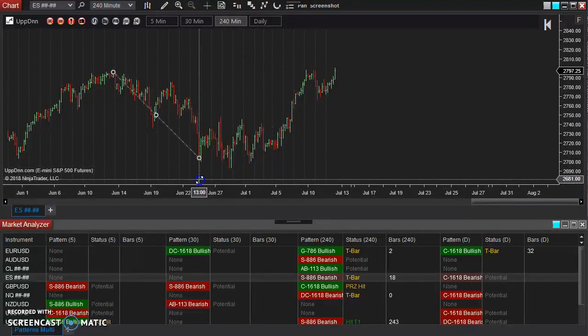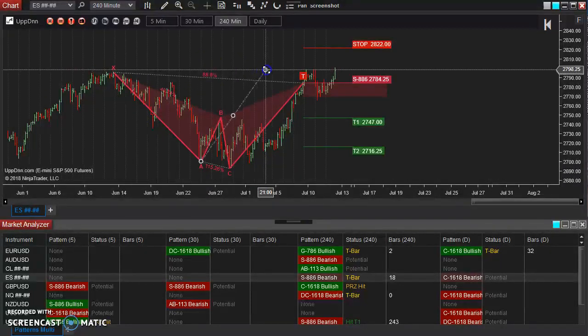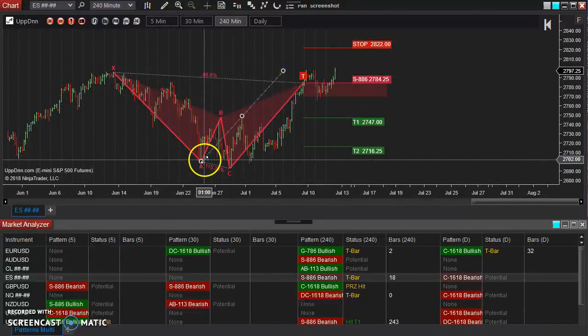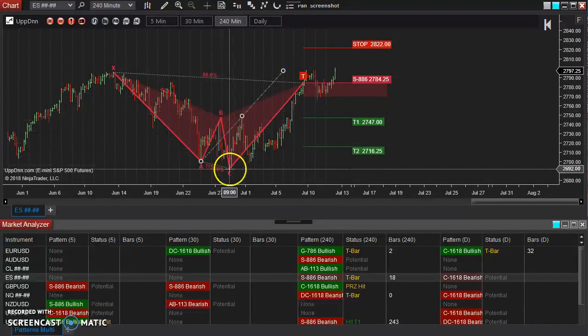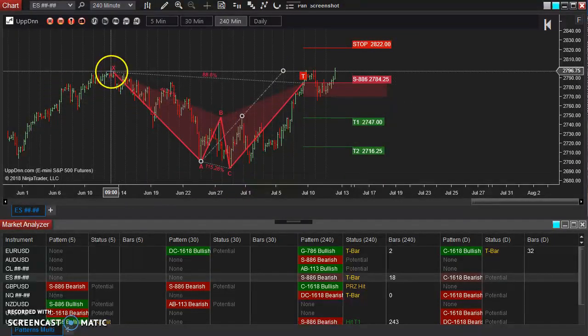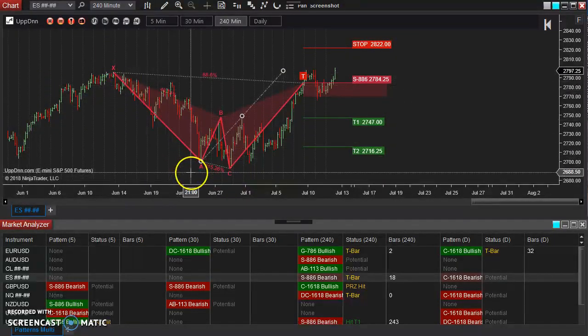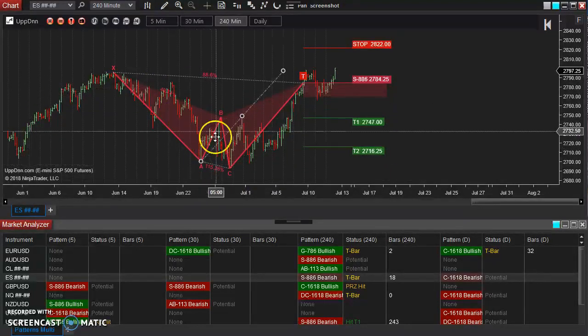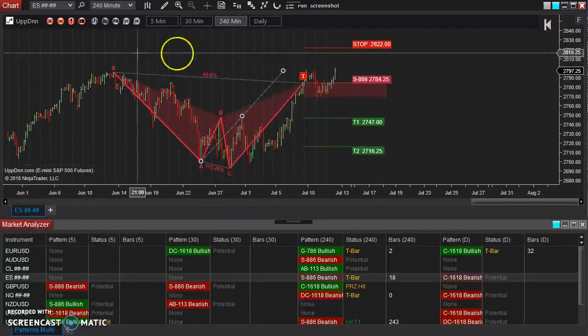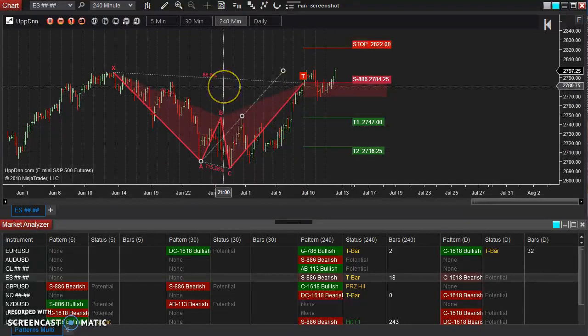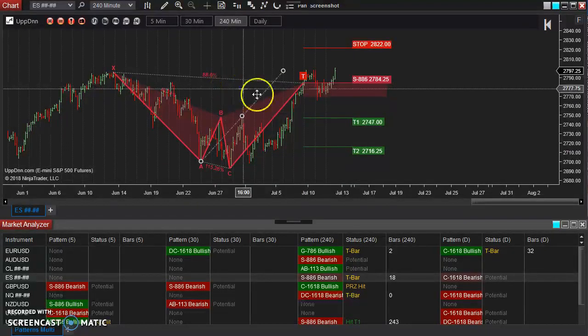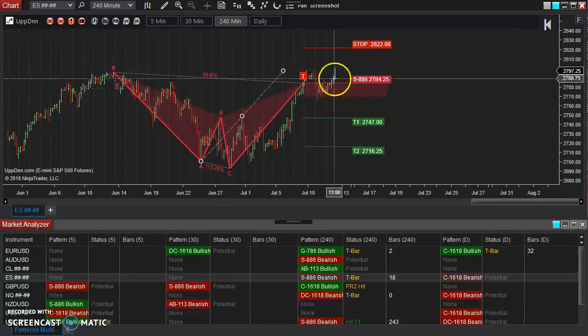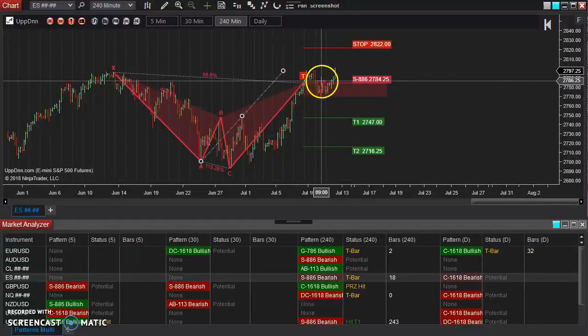And as you saw, you're only telling it these 2 points, and it's automatically finding point B, point C. It's determining the XAB retracement percentage, the ABC retracement percentage. It's doing all these calculations, doing all the comparisons with our defined patterns, and seeing if there's anything valid, and then it outputs it here.